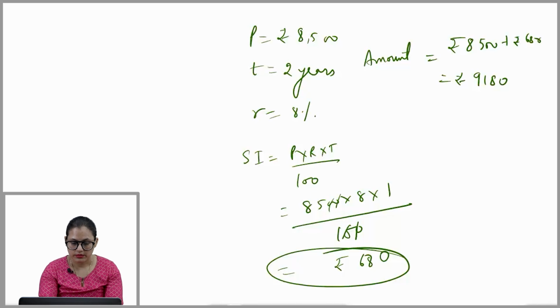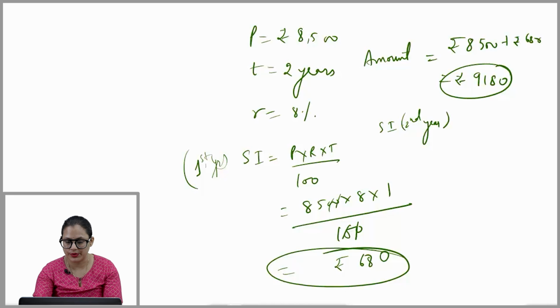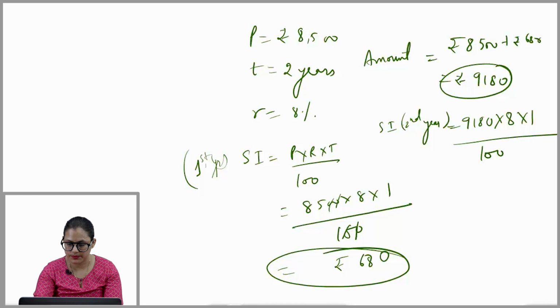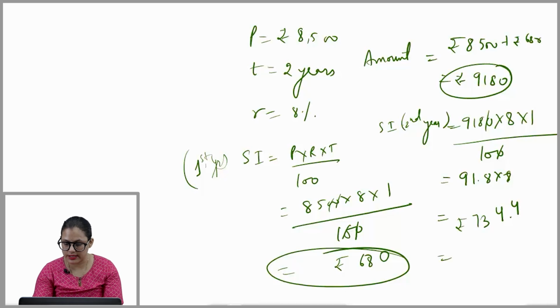Okay. You can write here first year. Now simple interest for second year. Now this amount will become the principal. Okay. Rate remains same, time is 1 upon 100. 91.8 into 8 is equal to 8 8s are 64, 8 1s are 8 plus 6 is 14, and 9 8s are 72 plus 1 is 73. Okay, now decimal. So this is the interest for second year.